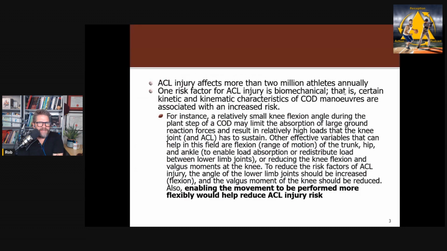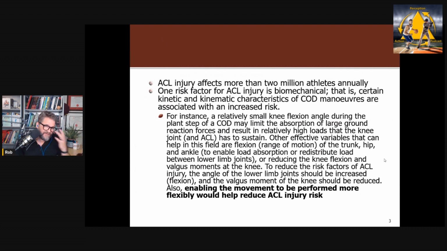So the basic idea, right? ACL injury is a huge problem in sports. It affects more than 2 million athletes annually. Some of the risk factors can be identified in terms of the kinematics and kinetics of certain maneuvers, like change of direction maneuvers. So small flexion angles during the plant step limits the absorption of forces, as does flexion and range of motion in the hip, trunk, things like that. So basically, we can identify what is likely to predict an ACL injury.